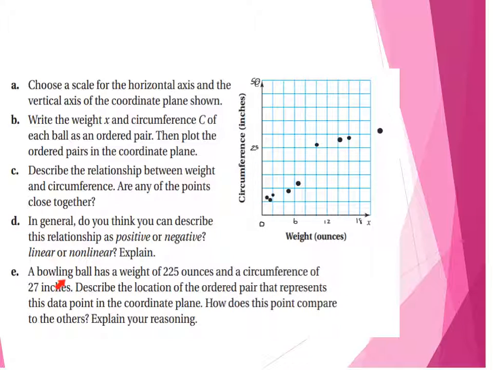And then if we wanted to answer letter E, we say a bowling ball has a weight of 225 ounces and a circumference of 27 inches. Describe the location in the ordered pair. 225 ounces and 27 inches. And looking at that, that's going to be a dot, in fact, way off of this page. I mean, I could go up here to over to 27, but even that dot would be somewhere way up in there and even farther off the page. I mean, that looks even about 100 because I'm doubling the 50 in height. So that dot would be way, way, way off the page.